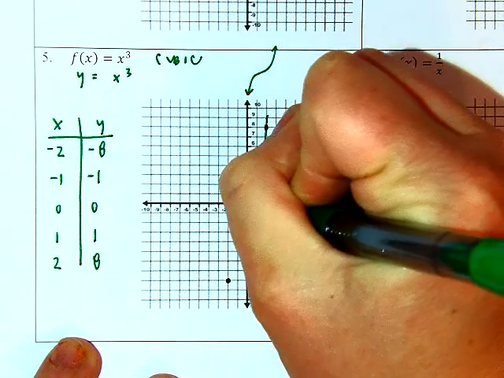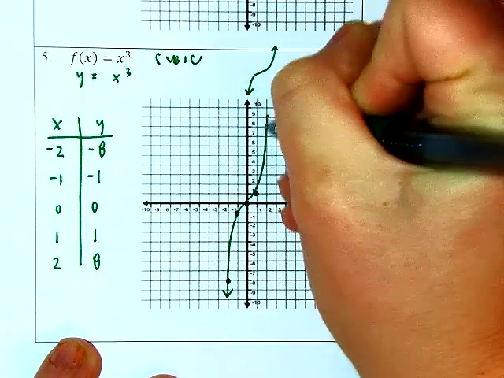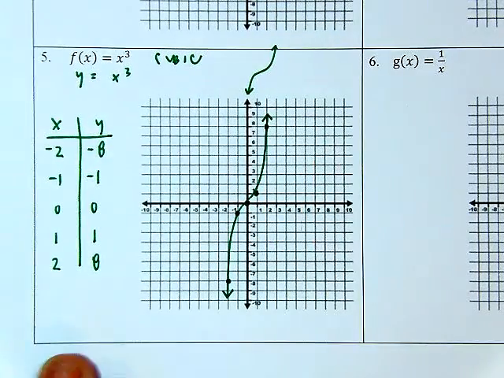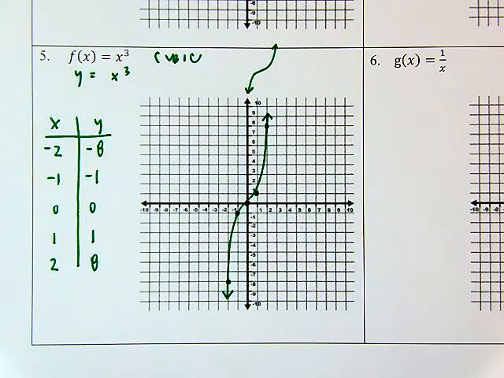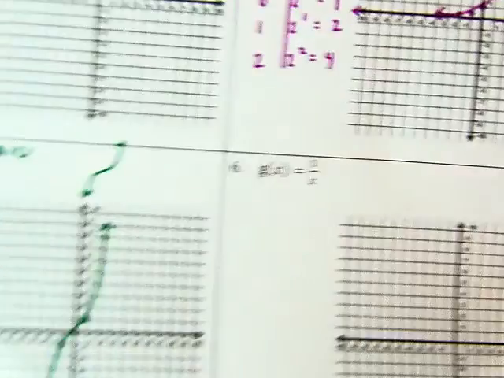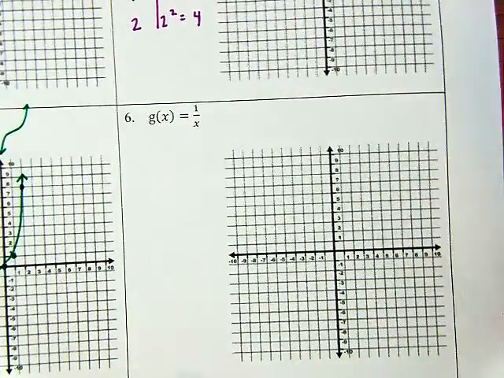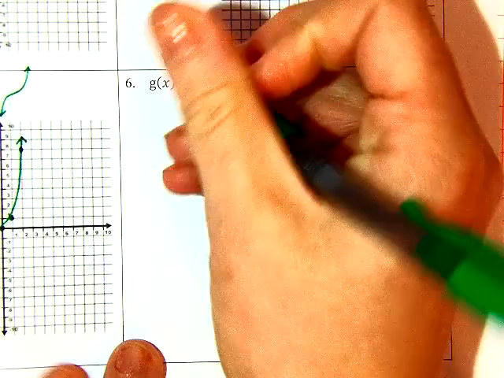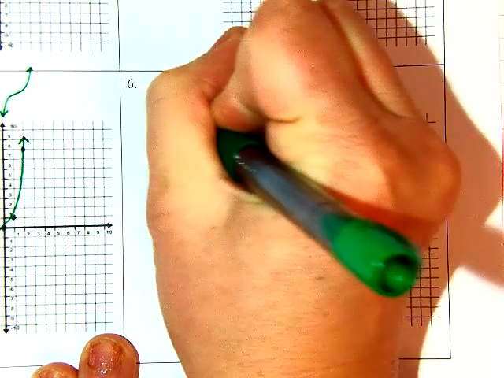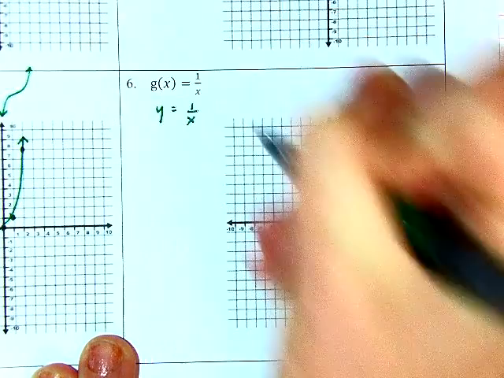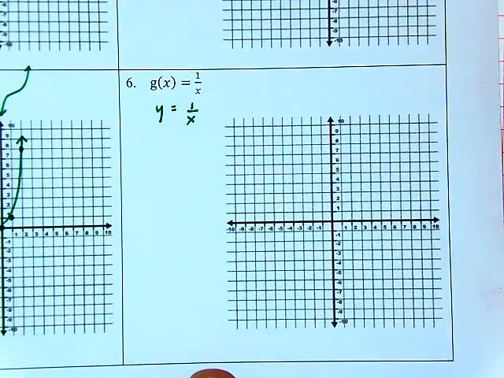Connect the dots, and here is my parent cubic function. Again, it's kind of like a sideways S. All right, last one, very last one. Here, g of x. I could have just written that as y equals, it would be the same thing. It's just using function notation when we write g of x.